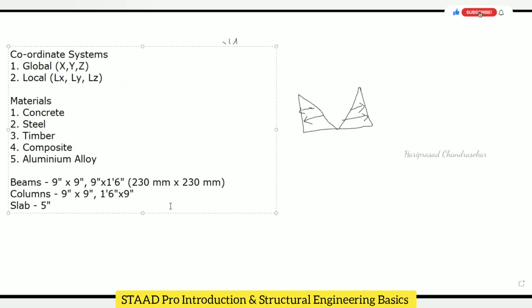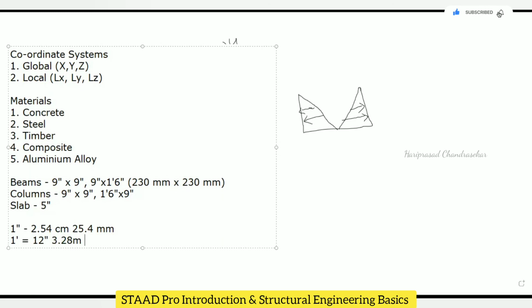So 1 inch equal to how much? We can say 1 inch equal to 2.54 centimeter, or we can say 25.4 mm. 1 feet equal to 12 inches. So 1 feet equal to 3.28 meter, or you can convert that into 3280 mm. All these conversions you should remember, or we can make use of the online calculators, or we have a calculator in STAAD itself. That also we can use.